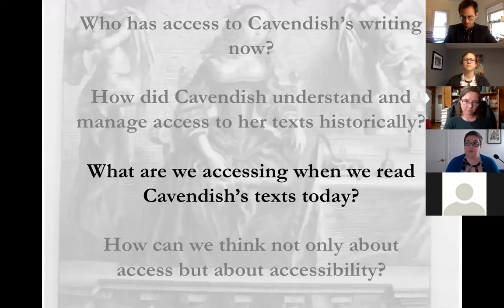So what are we accessing when we read Cavendish's text today? At this point, I would like to tell you a story. Once upon a time, there was a scholar, let's call her Schmeiza Schmeik. She was interested in literature and science and literature and philosophy. She had just published an edited collection on atomism, and it came to her attention that she should really check out this Margaret Cavendish fellow. She was revising a book manuscript on early modern literary physics, which is about how literary texts are actively thinking about the nature of nature.